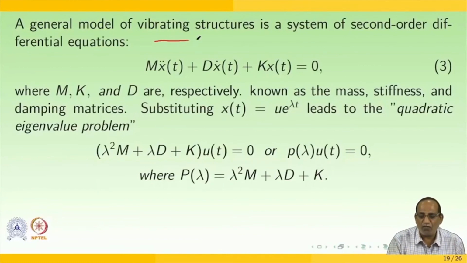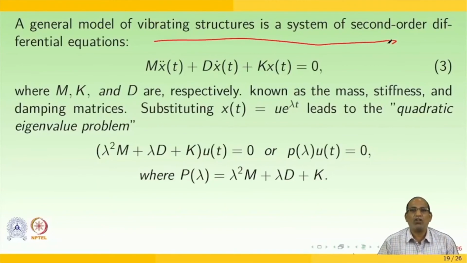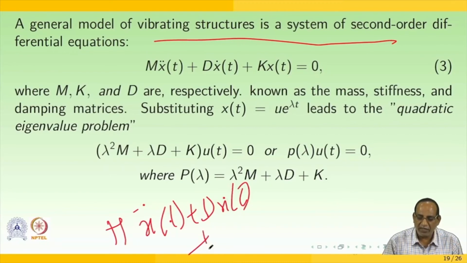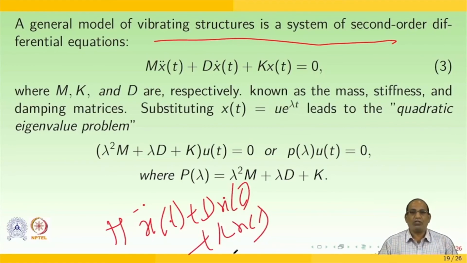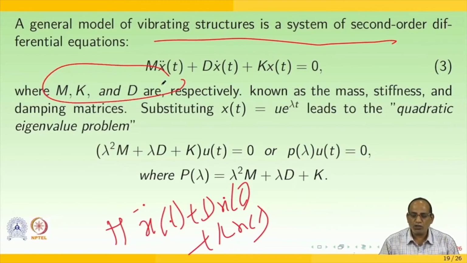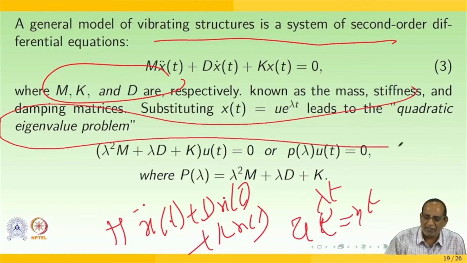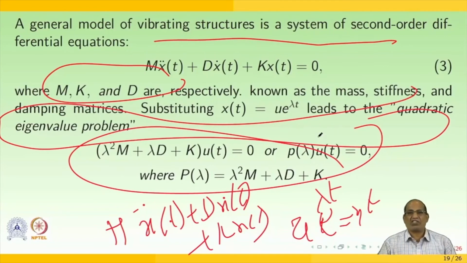A general model of vibrating structures is a second order differential equation. So we'll write it as M times x double dot of t plus D times x dot of t plus K times x of t is equal to 0. As we see, M, K, D are respectively known as the mass, stiffness and damping matrices. Substituting x of t equal to u times e power lambda t, we get what we call the quadratic eigenvalue problem, which will be written in the following fashion.